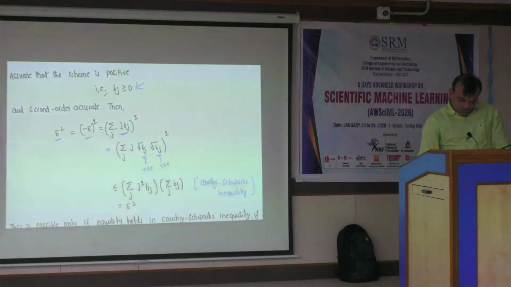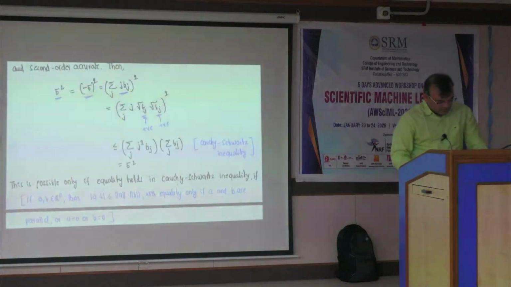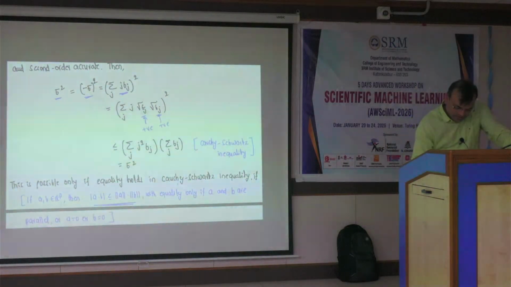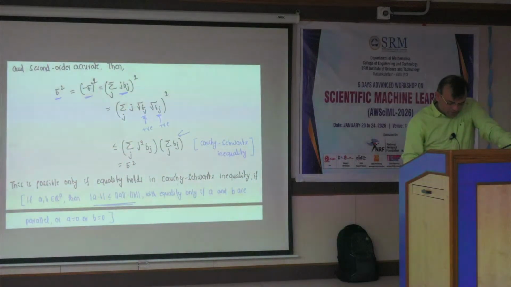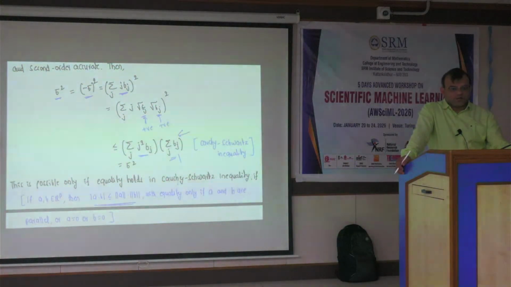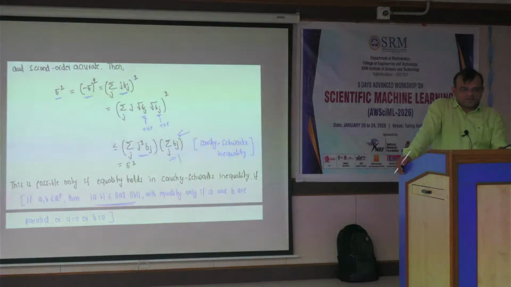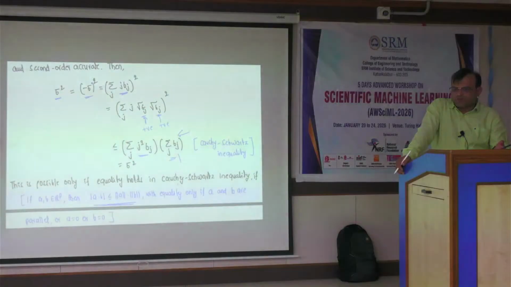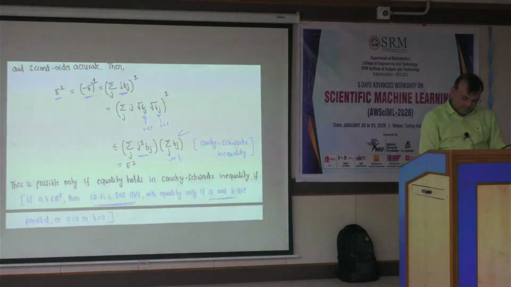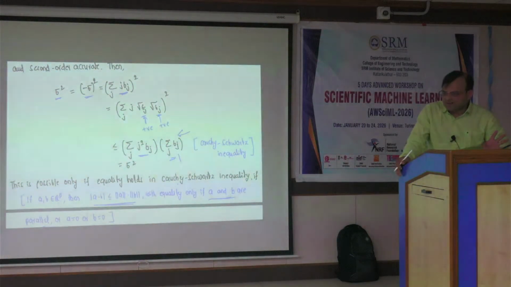So both are positive, and this is the square term, so you can use the Cauchy-Schwarz inequality. Here we have the summation over j square b_j and the summation over b_j, but that quantity is already given as 1, and the other quantity is nothing but sigma square. So sigma square is less than or equal to sigma square when we apply the Cauchy-Schwarz inequality. This inequality can be an equality only if either a and b are parallel, or a is equal to 0 or b is equal to 0.